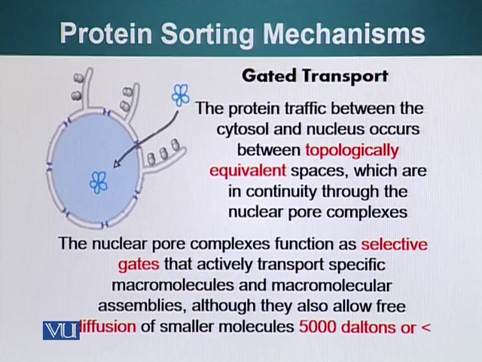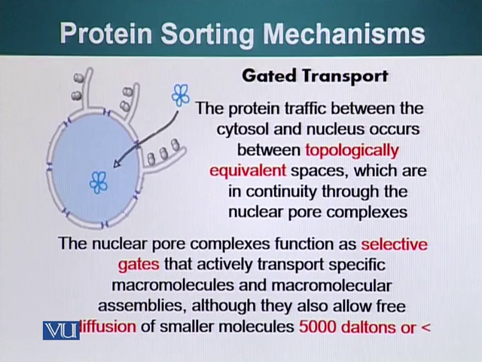Because topologically the cytoplasm and nucleus are equivalent, the nucleoplasm is basically a continuation of the cytoplasm. So the nucleoplasm has specific molecules which the cytoplasm doesn't, and vice versa. This type of gated transport occurs for proteins which are being transported inside the nucleus.